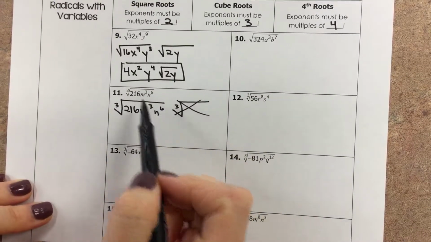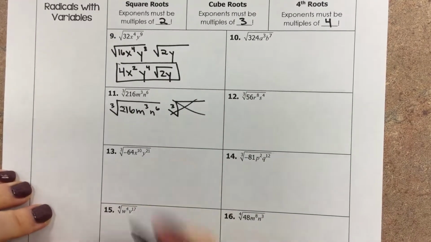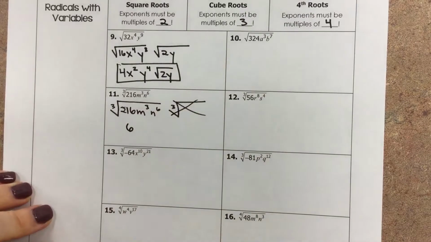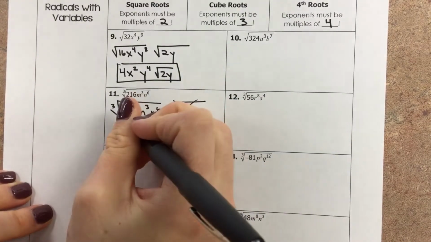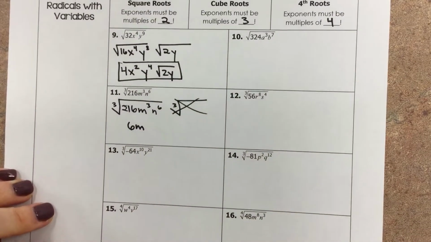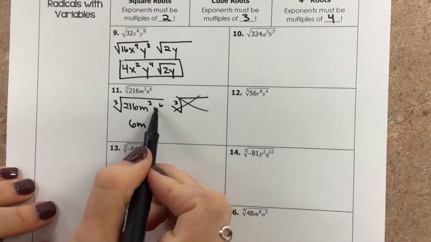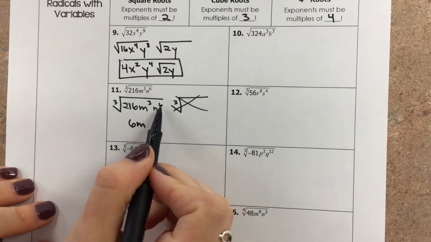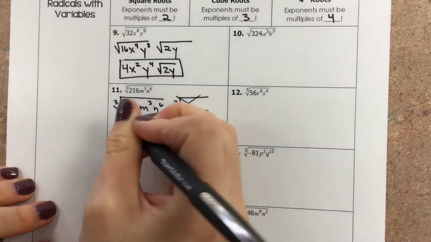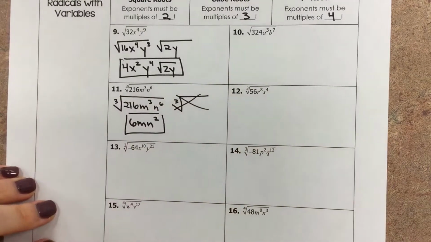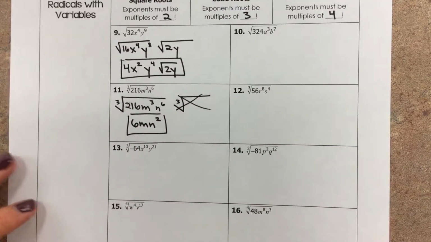These are all perfect cubes, so I just get to take the cube root. Cube root of 216 is 6. Cube root of this, remember my little trick. I take 3 and divide it by 3. So it's just an m. m times m times m gives us m to the 3rd. And then n to the 6th, if I split it into 3 equal groups, 6 divided by 3 means I can take out an n to the 2nd. And that's it. This one actually was a totally perfect cube that comes out without any leftovers.